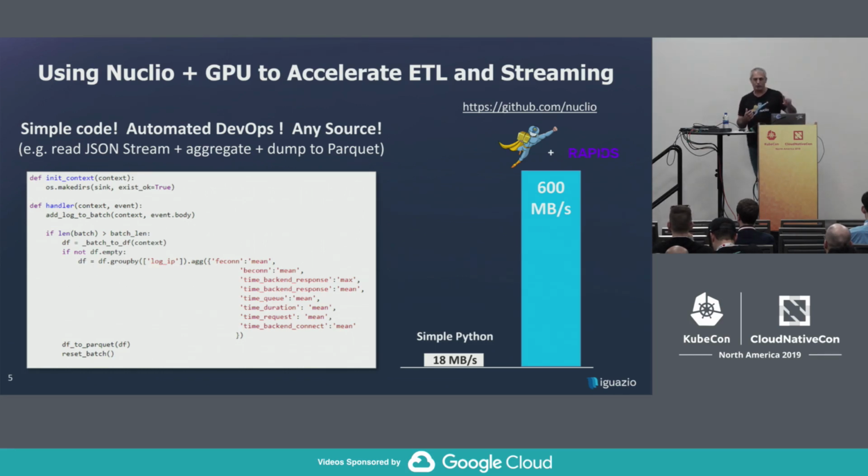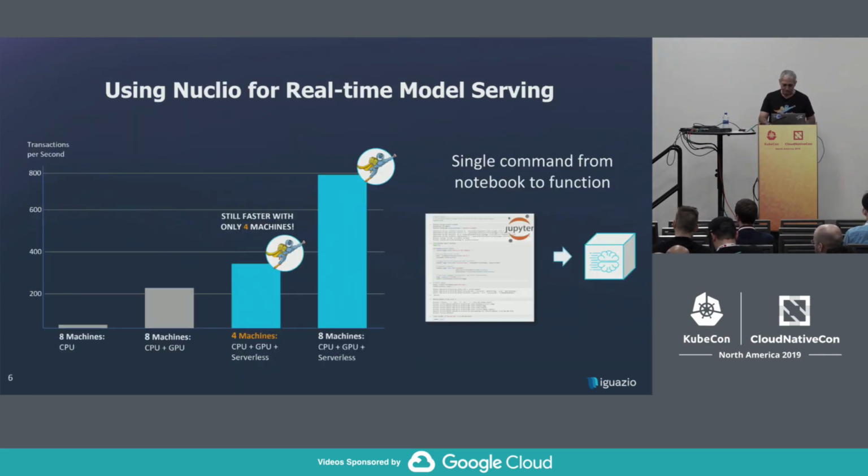So I can write this code, click deploy, and it just works. It auto-scales. It has logging, monitoring, instrumentation, full integration with Kubeflow Pipelines, and all that out of the box. So again, simplicity, ease of use, time to market, along with extreme performance.